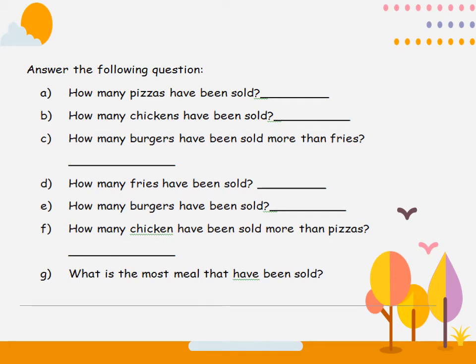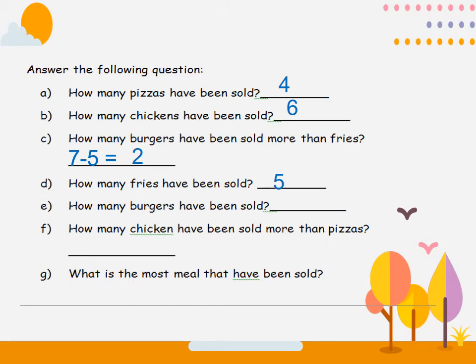Okay, primary 2, let's answer the questions together. How many pizzas have been sold? 4. Excellent. Look at the booklet to get the answers with me. How many chickens have been sold? Super. 6. How many burgers have been sold more than fries? If you found more than, that means we will make a subtraction. We will use the minus sign. Burgers minus fries. So it's 7 minus 5 equals what? 2. Excellent.